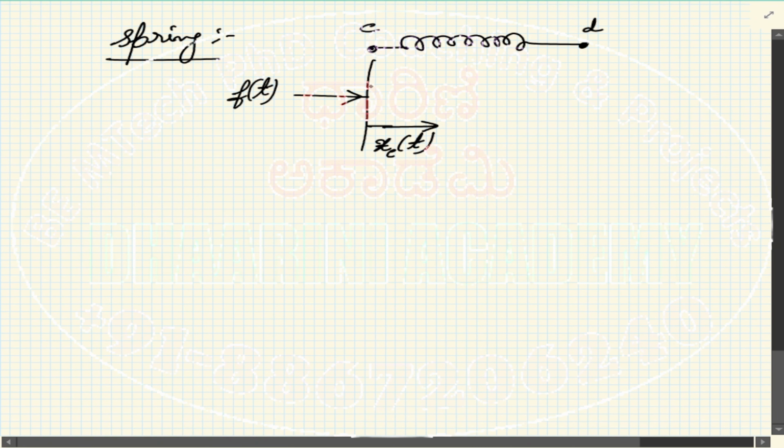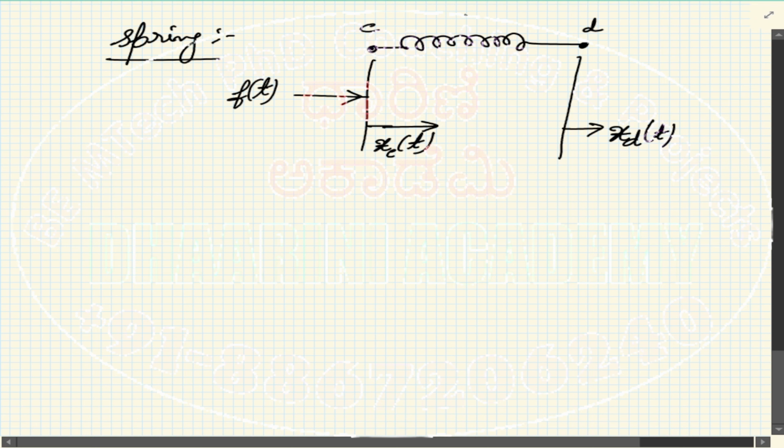Now that means if this is the representation that we are going to give, then what is the characteristic of a spring? What amount of displacement you find for C and what displacement you find for D is represented by a spring constant K. Now if you want to give the equation for this, then f of t is equal to the spring constant multiplied by xc of t minus xd of t.